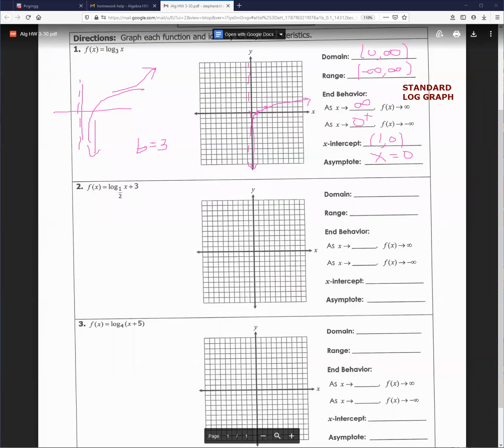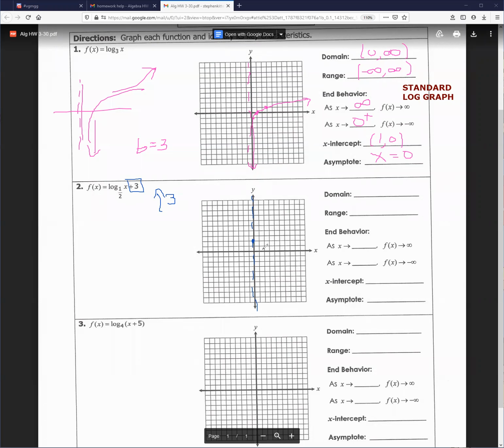All right, let's take a look at the second one. Now, the second one, we've got this +3 here. That means we got a vertical shift of 3. Otherwise, it's going to work out the same. So our asymptote is still going to be where it was. It's just that our point that we're going to focus on is instead going to be at 3 rather than at 0.